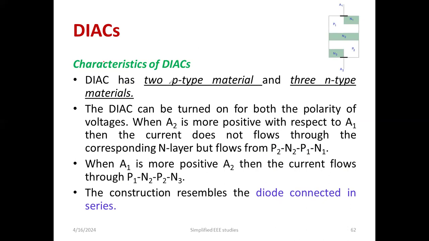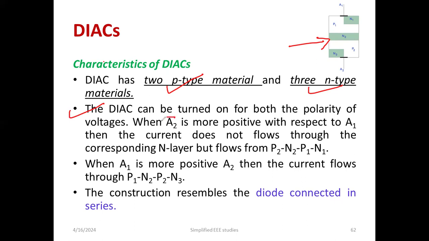So, the DIAC has 2 p-type material and 3 n-type material. The structure of the DIAC is shown in the diagram. Here they explain how the conduction will take place. You already know that the DIAC can be turned on in both the directions.